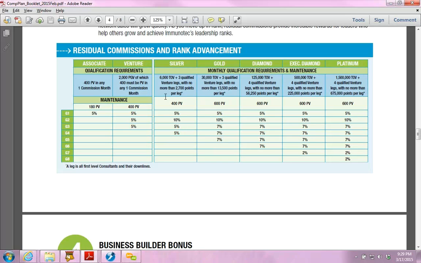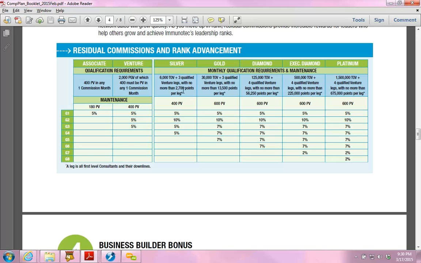It says here in the little secret code, 6,000 TOV, total organizational volume, and 3 qualified venture legs with no more than 2,700 points per leg. So TOV, total organizational volume, means however much product you buy and anybody anywhere in your downline buys. It's your whole line, including you. Doesn't matter what month they purchased in at that point.